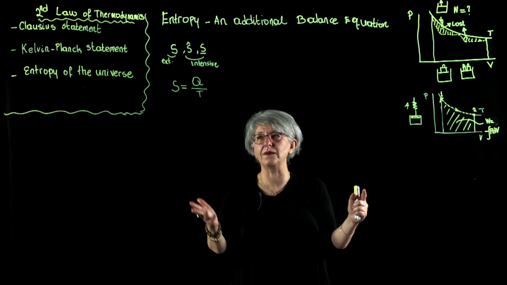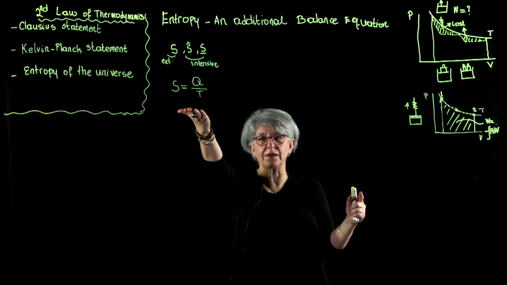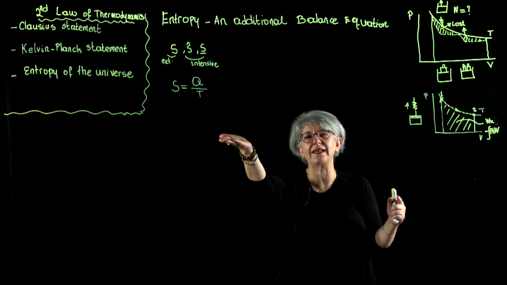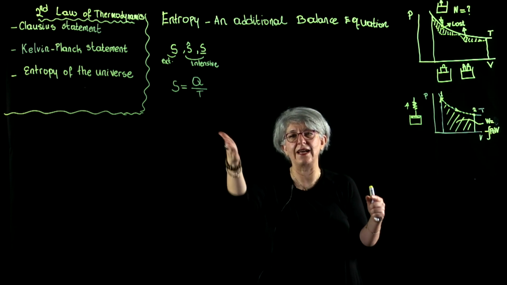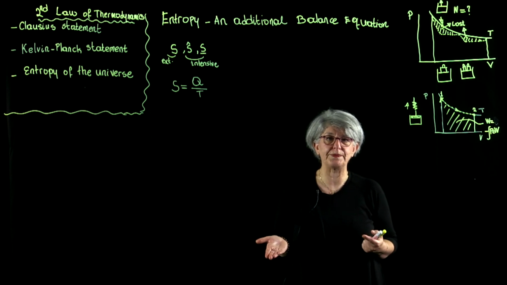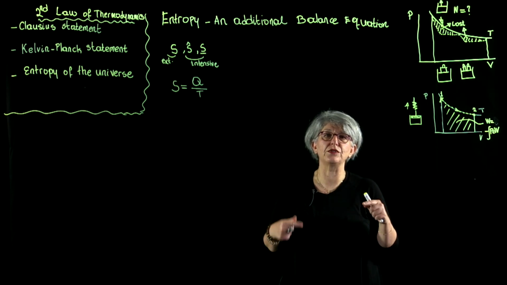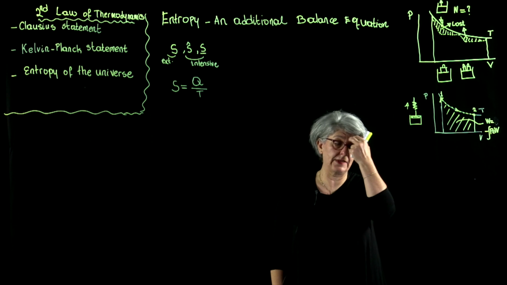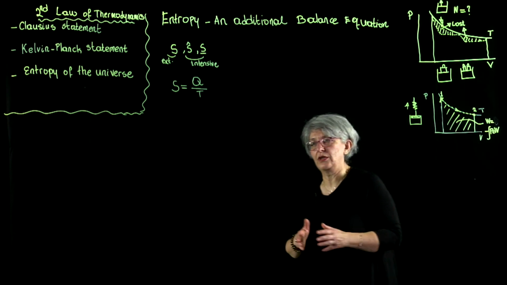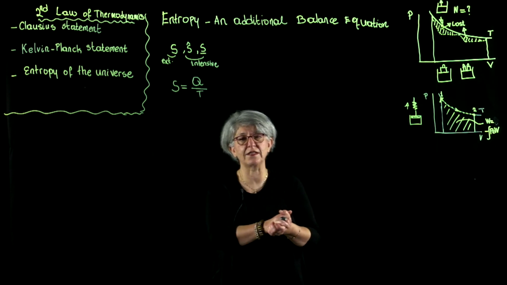Using a state variable, this is my state variable. Entropy is my state variable that allows me to estimate the energy that is lost, that is dissipated to the universe due to the irreversible processes.